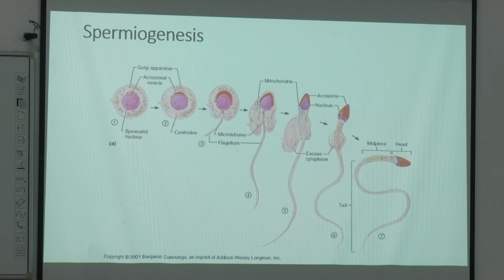Then we have the middle piece, which has the powerhouse, the mitochondria, placed in two different rows. Then we have the tail piece, which contains the filaments capable of movement, with a covering sleeve of a thin layer of cytoplasm forming the tail. This transformation from a circular cell to this elongated cell, we call spermiogenesis.